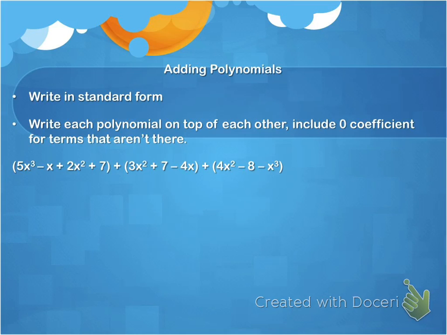Next, I'm going to add polynomials together. First thing I'm going to do is write it in standard form. Then I'm going to put the polynomials on top of each other and leave a 0 coefficient or a space for terms that aren't there.